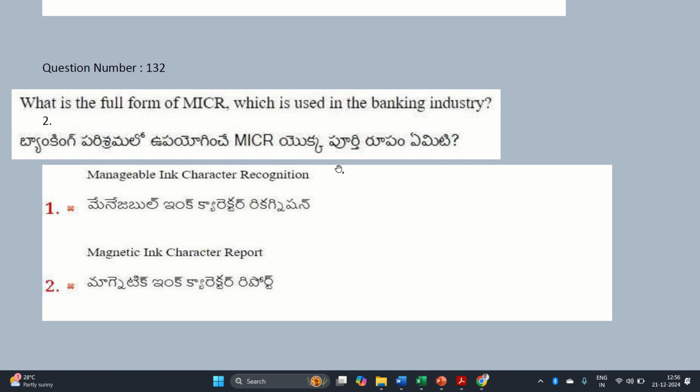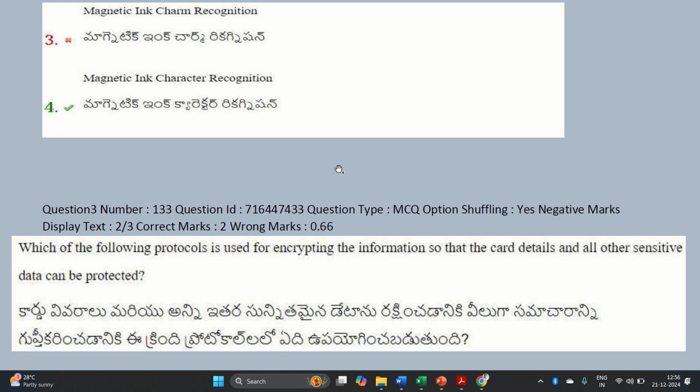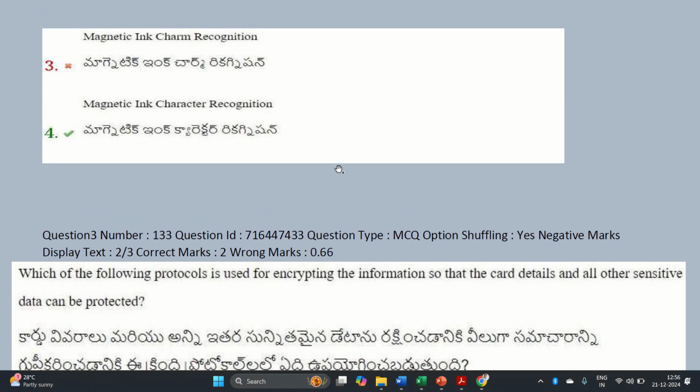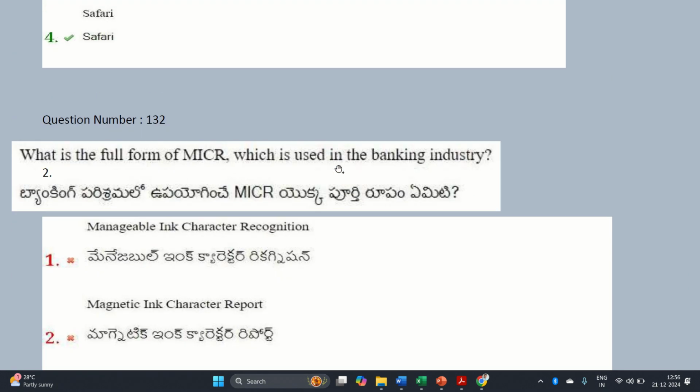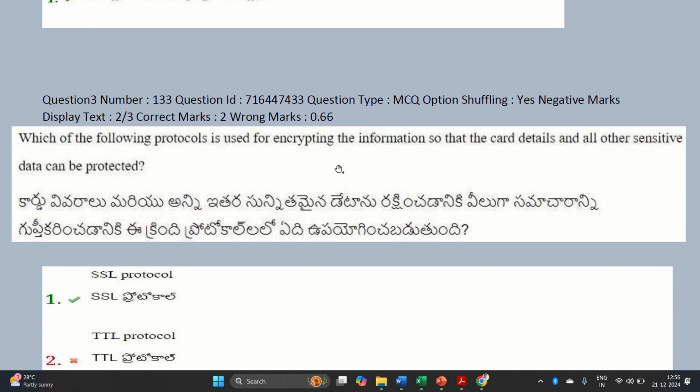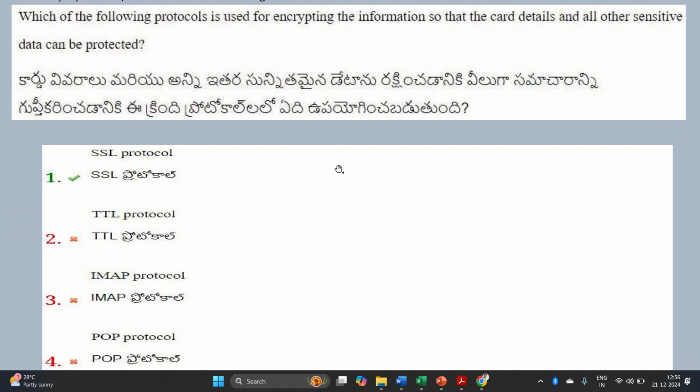Which is the full form of MICR? Magnetic ink character recognition, MICR. Which of the following protocols is used for encrypting the information so that the card details and all other sensitive data can be protected? It is called SSL protocol.